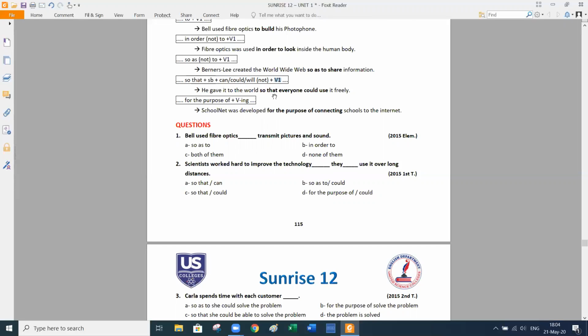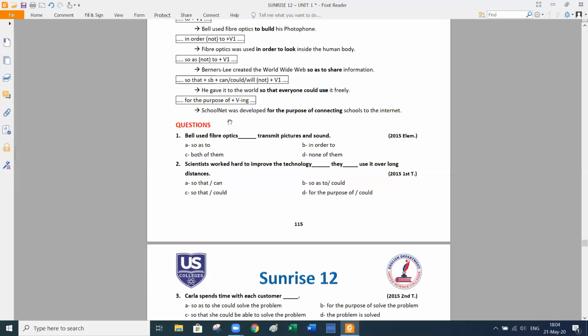He gave it to the world so that everyone could use it freely. So that, everyone is the subject, could use it freely. So you should be careful with the structure in questions. So that plus we have a subject, everyone, and we have a modal verb, and we have the base form of a verb.